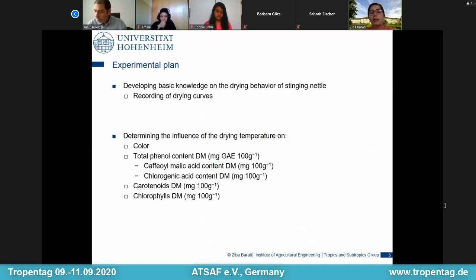In this study, we developed a basic knowledge about the drying behavior of nettle by recording drying curves. Moreover, the effect of different drying temperatures was investigated on the quality of dry products in terms of color, total phenolic content, phenolic acids including caffeoyl acid and chlorogenic acid, carotenoids and chlorophylls.